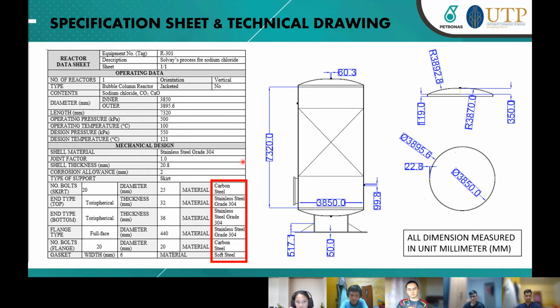Compared to R201, R301 is much bigger in diameter since it needs to accommodate higher flow rate of feed. And that is all from me. I'll pass the floor to Jared.